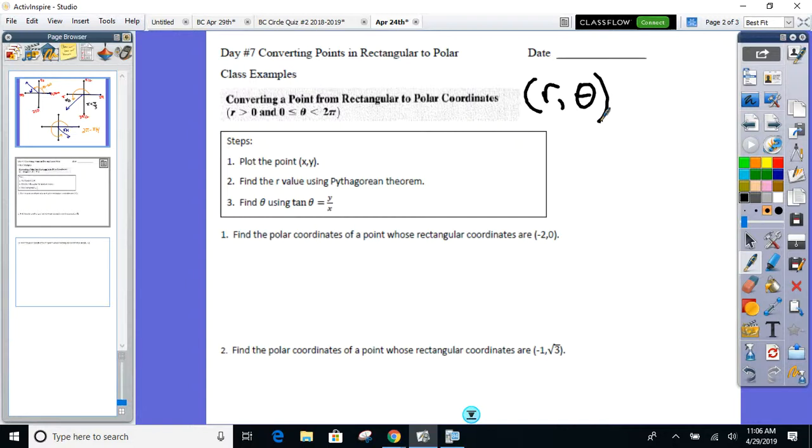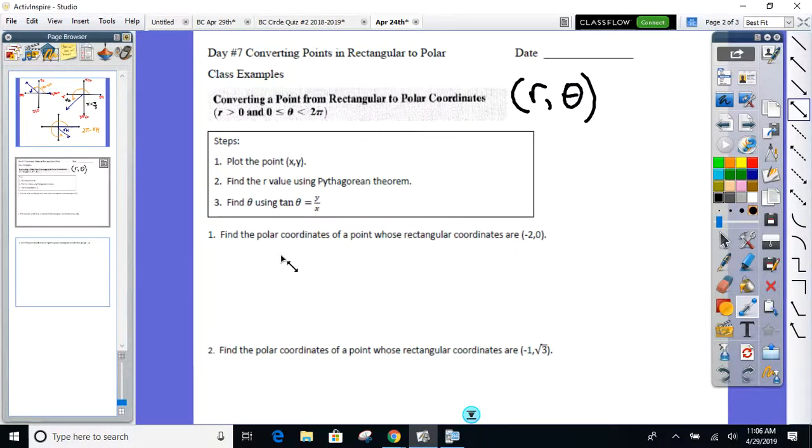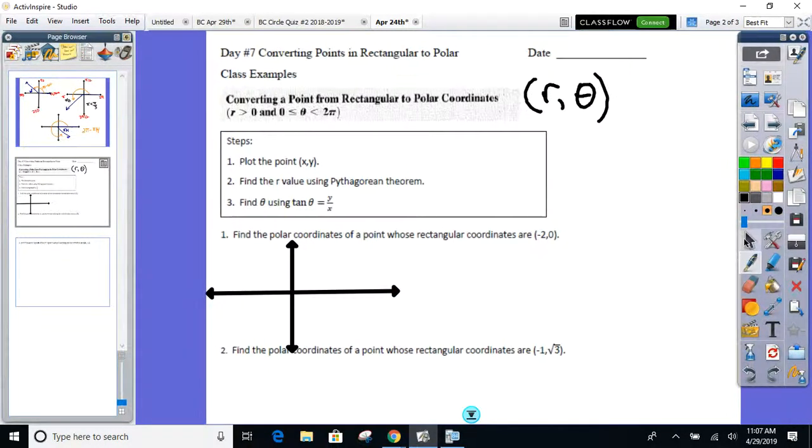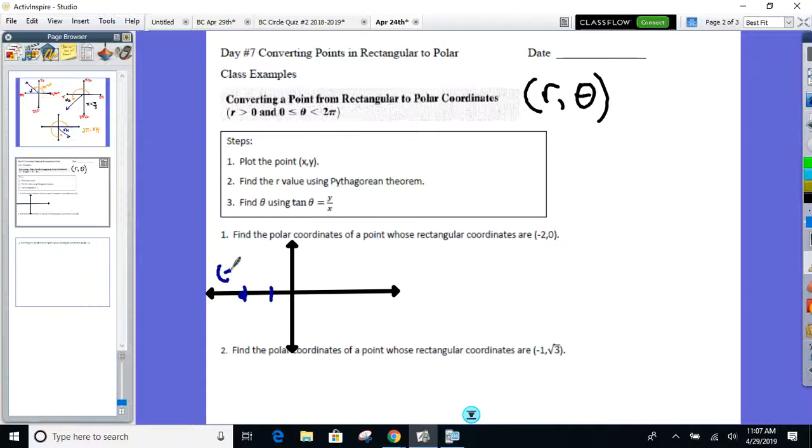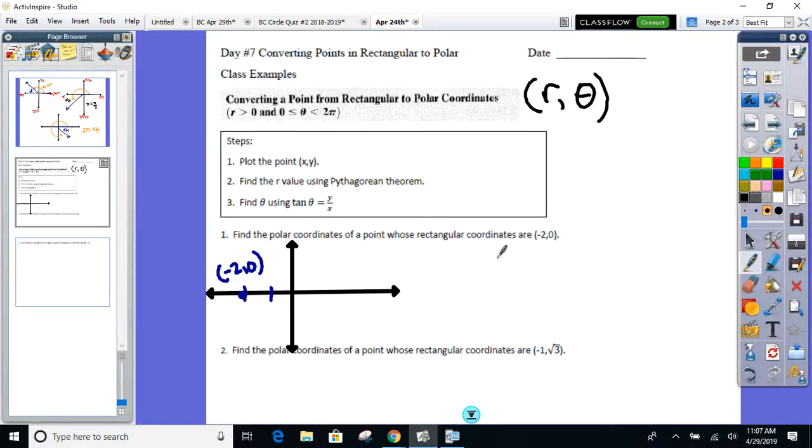So what I need you to do first is draw your own little graph right now, sketch, and put negative 2, 0 on it. Do your own sketch first so you can see where this is, because I'm probably not going to have to tell you anything on this one. So go ahead, plot negative 2, 0, which should be right here on the x-axis. I don't have to show you any tricks here.